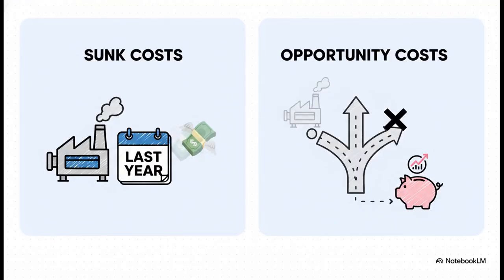Okay, these next two concepts are so important for any decision maker. First, sunk costs. This is money that's already out the door. It's gone. You can't get it back, so you have to ignore it when you make future decisions. Then there's opportunity cost. This is kind of like the ghost of the road not taken. It's the benefit you give up by choosing one thing over another. It might be invisible on a spreadsheet, but it's absolutely vital to consider.